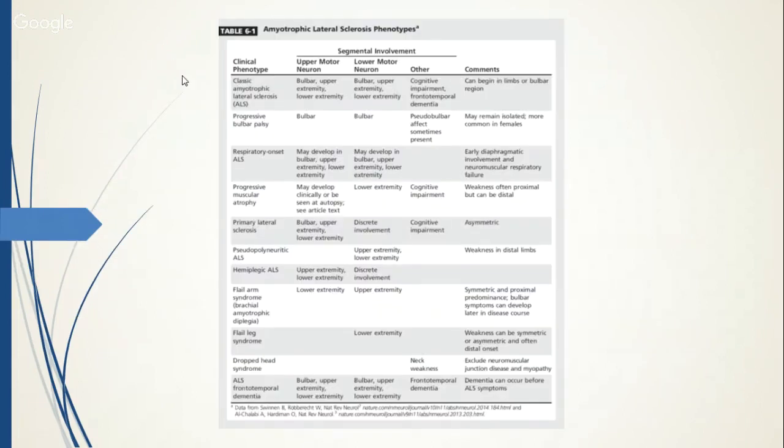So over here, it's looking at this table, which looks at the different phenotypes of ALS, which is surprisingly a lot. You have the classical ALS, basically involving the bulbar, upper and lower extremities, respiratory onset, which just starts initially in the bulbar and involves the diaphragm, primary lateral sclerosis, which is mainly an upper motor neuron kind of disease, and then other areas such as Morvan Syndrome, where you just have neck weakness, ALS with frontotemporal dementia, and of course others.